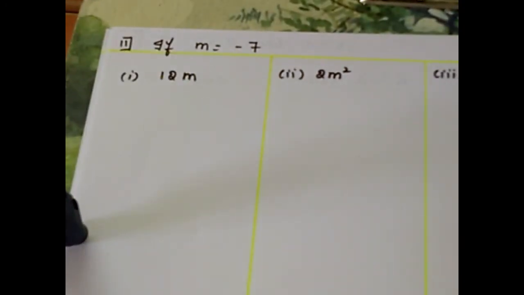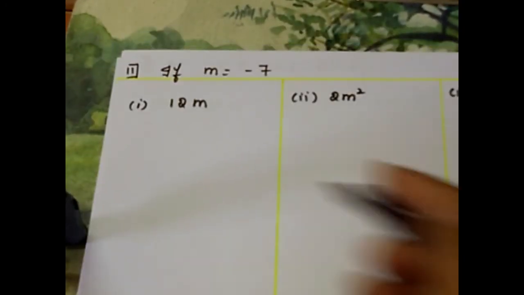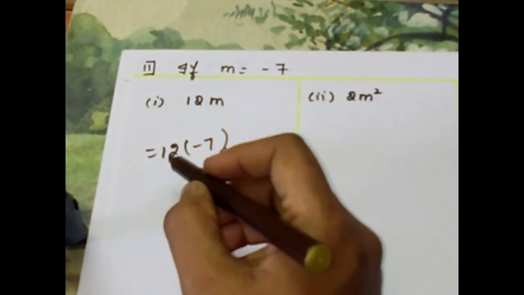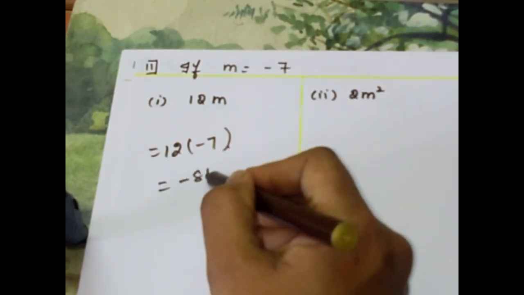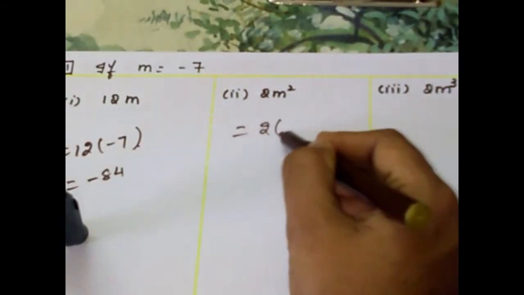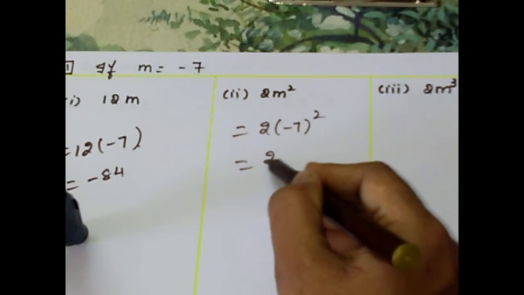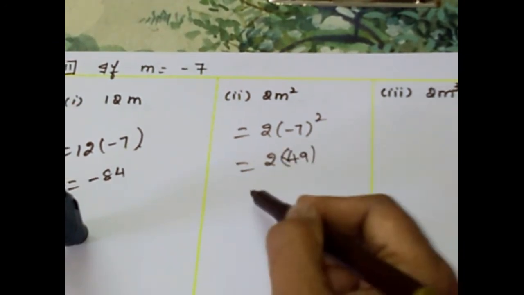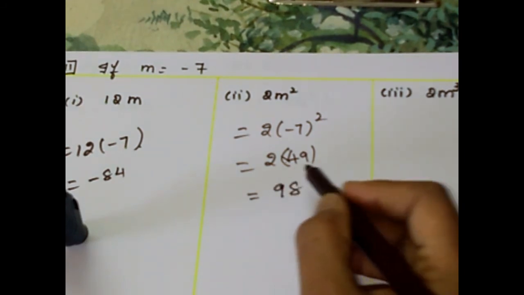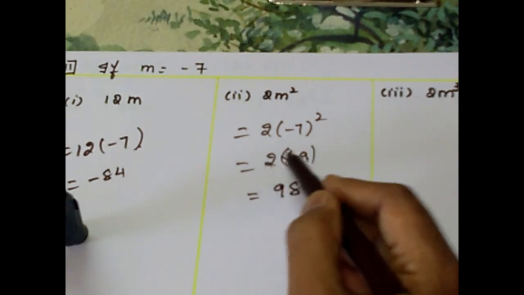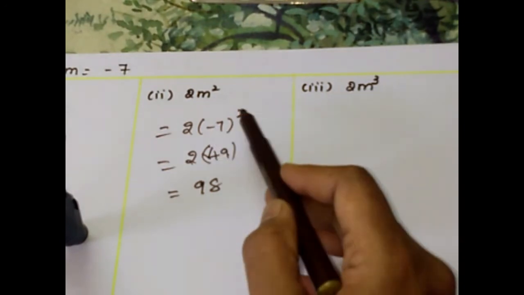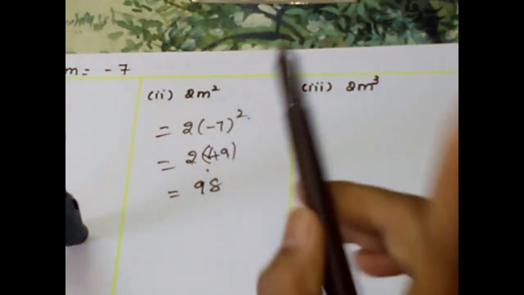Last one, question number 11. If m is minus 7, what happens? 12 into minus 7. 12 sevens are 84, minus 84. Again 2m squared, 2 into minus 7 whole squared. 7 squared is 49, 49 twos are 98, 2 nines are 18, 1 carry, 2 fours are 8 plus 1, 9. Here also negative number, power is even, so the solution will have the plus sign.